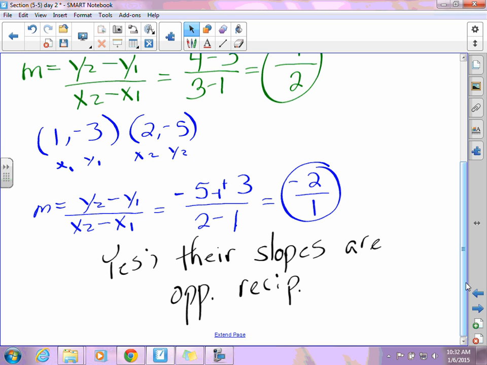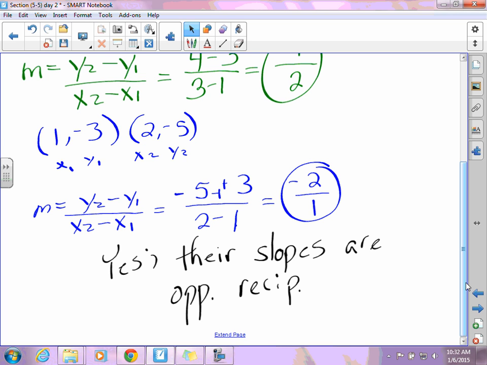Questions? When you pick the numbers, the 1 and negative 3, does it matter if they use the 2 and negative 5 first? So you're asking, does 1 comma negative 3 have to be x1, y1? They can be x2, y2, but just make sure that if you label one x2, the other one is the y2. They both have to have the same number. But it doesn't matter which one you call point 1 or point 2. Oh, good question. All right, let's move on.